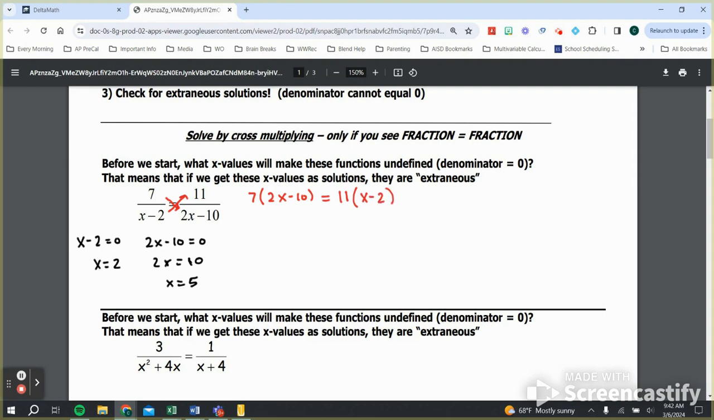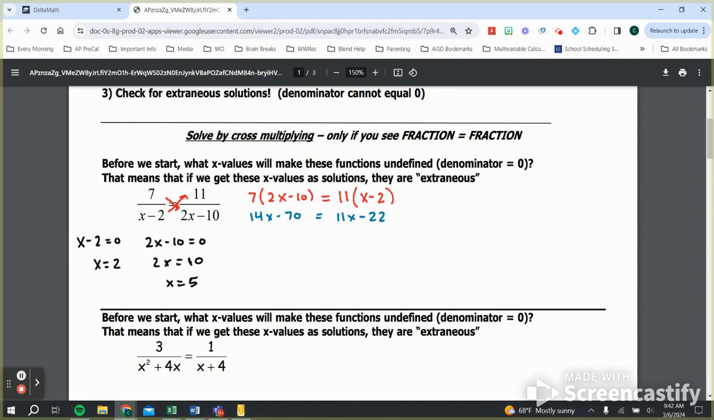Now, when we cross multiply, it doesn't matter if you start from the bottom or the top. You could have put the 11 times x minus 2 first, and that equal to the 7 times 2x minus 10. Personally, I like to go from top to bottom. All right, so now we're going to solve for x. Notice how we no longer have a fraction. So I'm going to distribute first. We get 14x minus 70 equal to 11x minus 22.